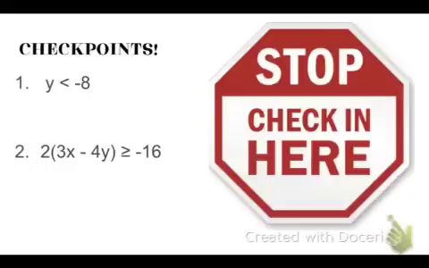All right, it's your turn. Jot these checkpoints into your notebook. Make sure you graph them. Think about what kind of line you need, solid or dotted. Think about what you need to do to shade, and think about all the work that you need to do to verify what side of the line you're going to shade on. So go ahead, press pause, complete these checkpoints, check in with your teacher to get your homework.